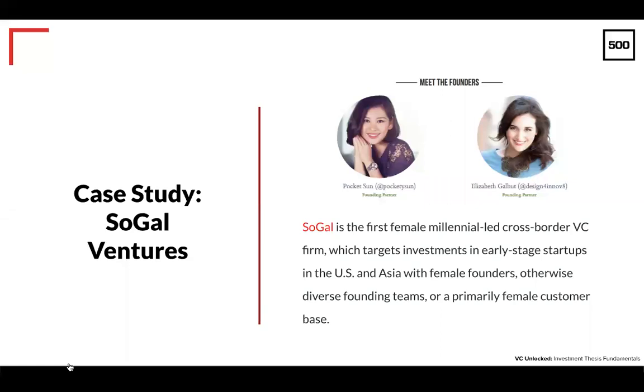And very quickly, after defining their thesis, Elizabeth and Pocket, both very prominent in writing and also in doing community activities. Pocket runs a community called SoGal, and Elizabeth wrote a LinkedIn article that went viral, basically talking about the young, next generation of VC, and that there's no one or nothing out there with their profile. And they were able to raise the fund. They've been investing actively in people like them.